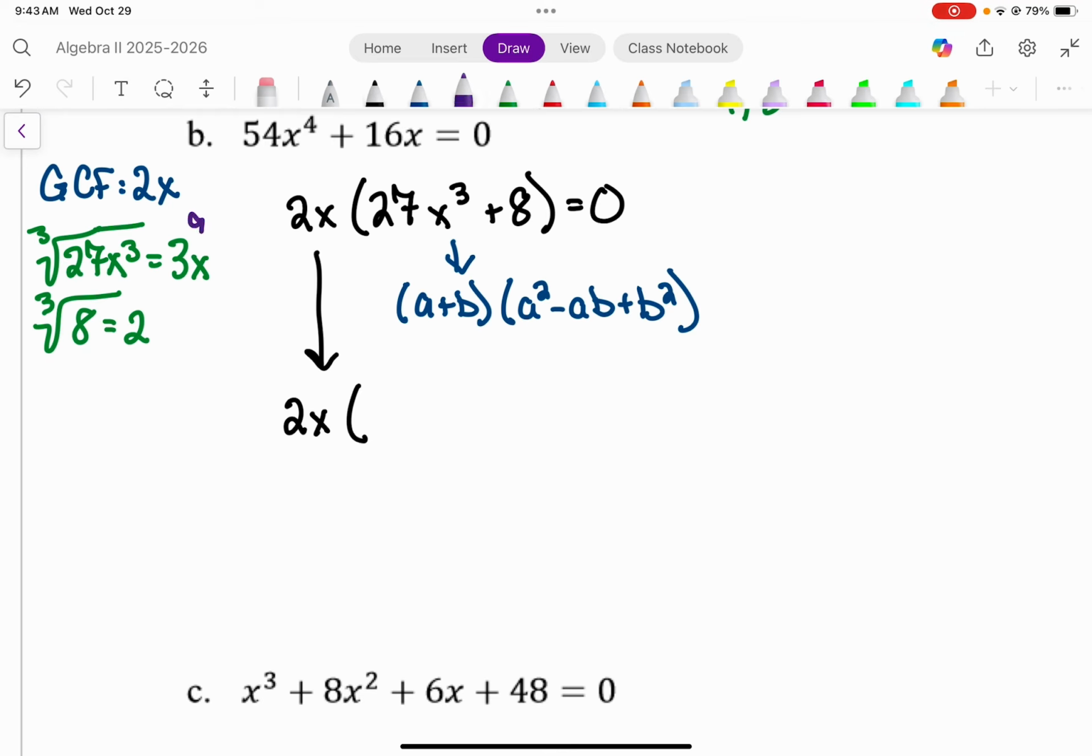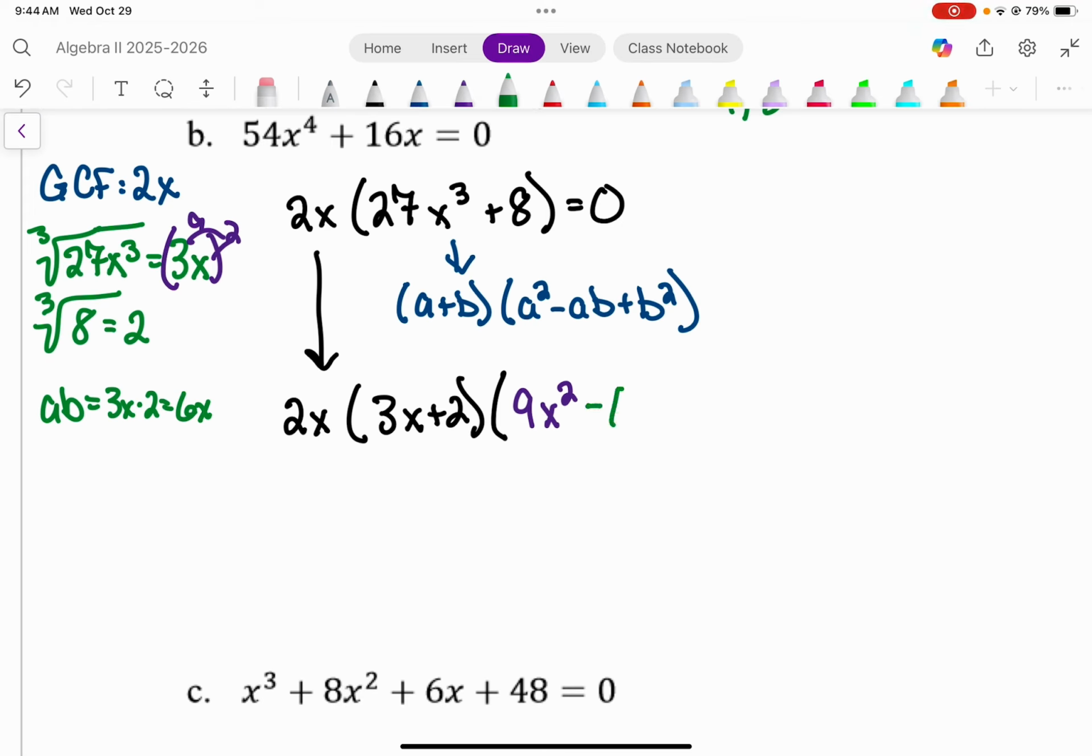My a value is the cube root of the first part, so when I square this, I have to square the 3 and the x. Oh, I'm getting ahead of myself. First, I just write 3x plus 2. Then I square it. So a squared would end up being 9x squared. Then my ab value would be 3x times 2. That just comes out to 6x. This one we are subtracting ab, so minus 6x. Then we'll have our b value squared. So 2 squared equals 4. And I'll just put plus 4 at the end.